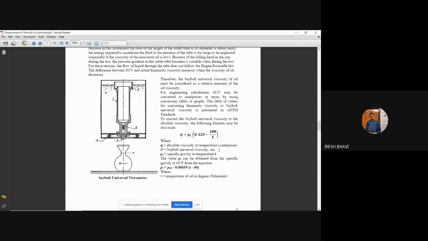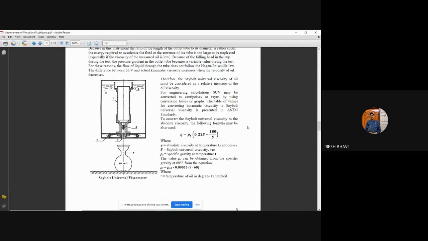That viscosity is called Saybolt universal viscosity. It is neither the dynamic or absolute viscosity, nor the kinematic viscosity. It is a different viscosity, called Saybolt universal viscosity, which is measured by using this Saybolt universal viscometer. It is just a comparative study for different lubricants.